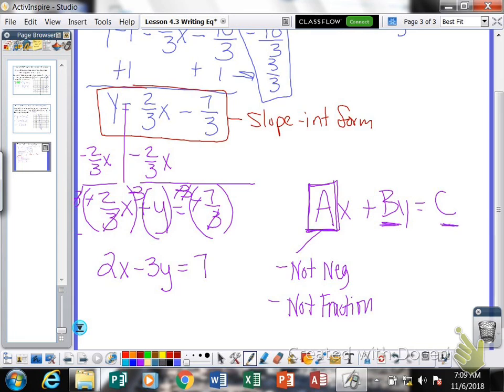It's just this is A. A cannot be a negative number, and it cannot be a fraction. So now I'm looking at this. The coefficient is not negative, and it's not a fraction. So I am good, and then I am done. Here is my standard form.